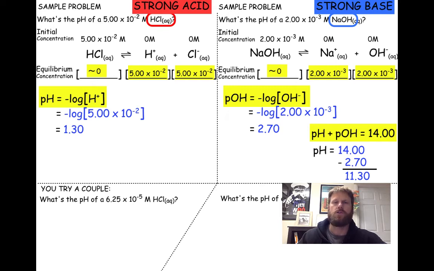So now it's your turn to try a couple examples like the ones I just did here. You're given the concentrations of a strong acid and a strong base. You need to determine the pH. Pause the video, try them out. When you think you got it, press play to see the solutions worked out.